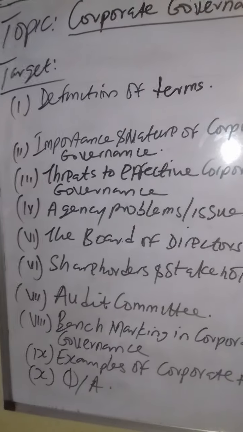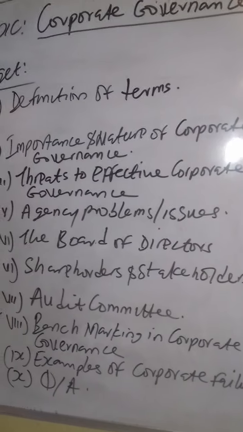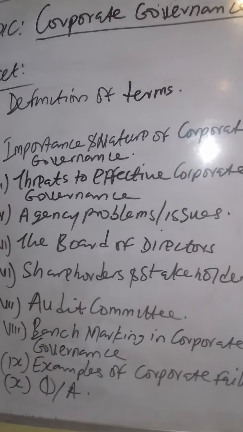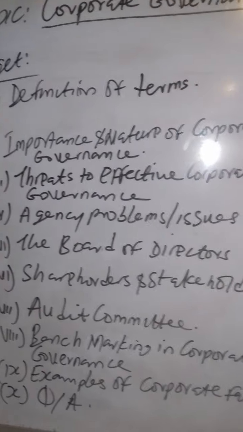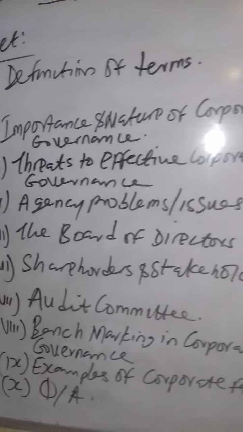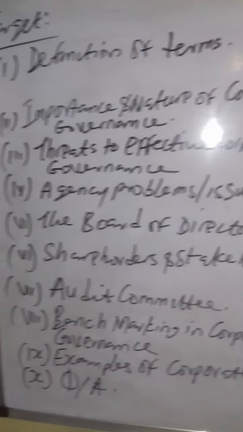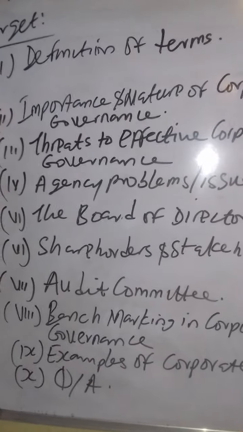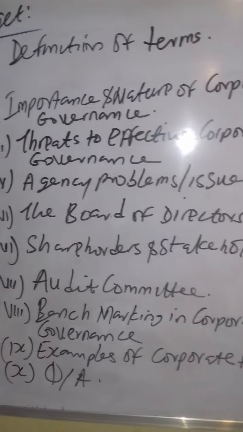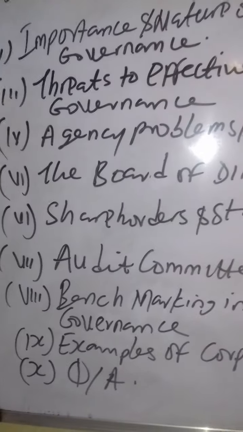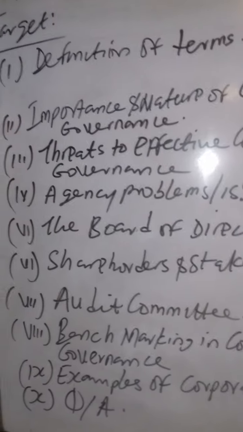Again, we will look at the board of directors. There are three components of corporate governance. They are the board, the shareholders, and the audit committee. We'll look at the board of directors, their qualifications and their roles. We shall also look at shareholders and stakeholders. Who are they? We'll look at the audit committee, and then we'll look at benchmarking or best practices in corporate governance. And finally, I will show you examples of corporate failures or corporate governance failures.